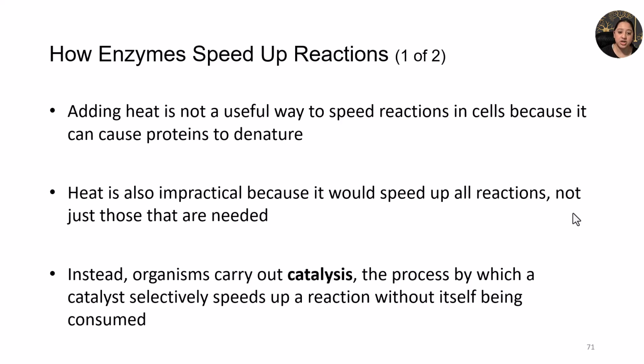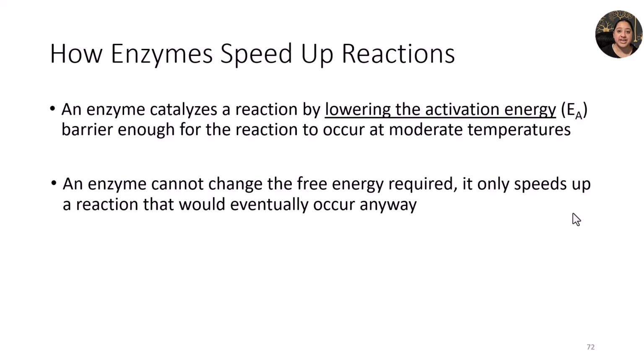So instead, organisms carry out catalysis, which is the process by which a catalyst selectively speeds up a reaction without itself being consumed. So an enzyme catalyzes a reaction by lowering the activation energy. And then it lowers it enough for the reaction to occur at moderate temperatures. An enzyme can't change the free energy required, but it speeds up a reaction that would eventually occur anyway.